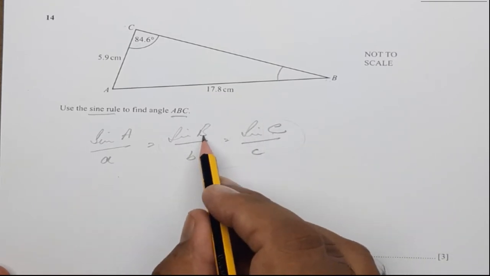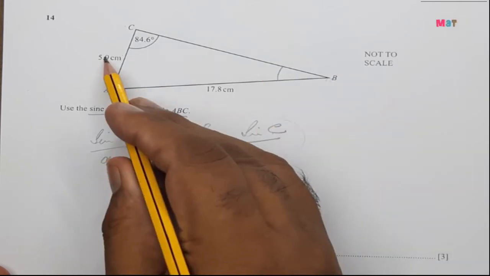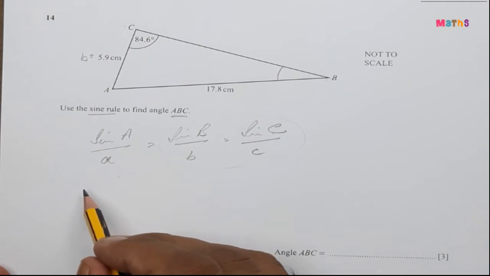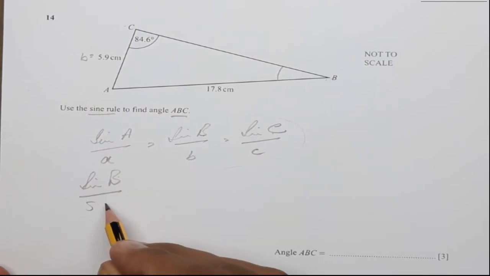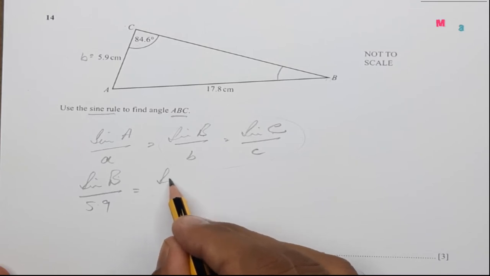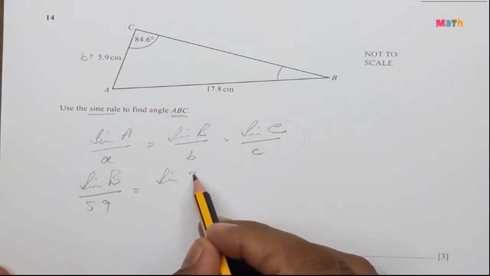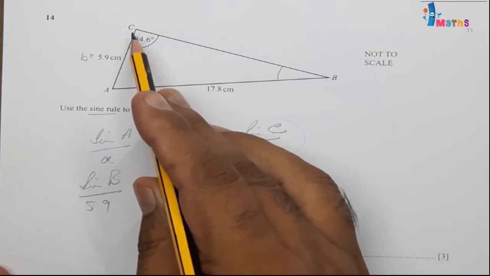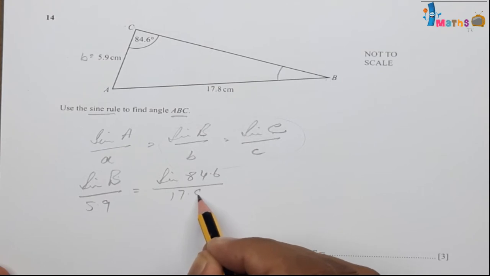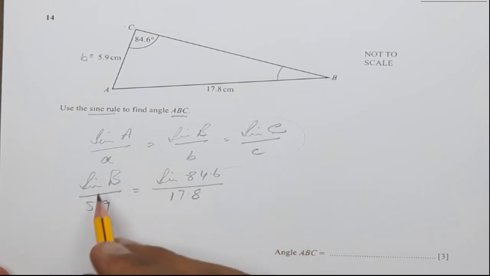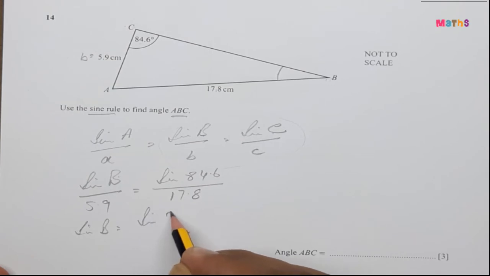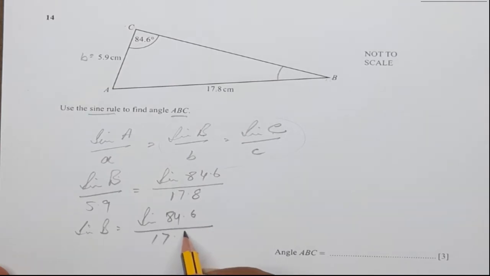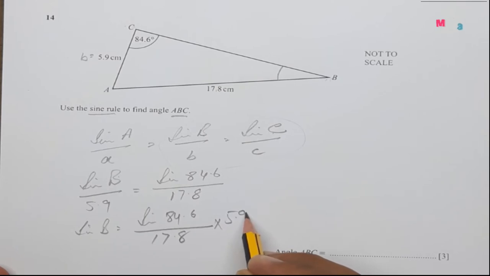So we can write sine B over B. Opposite to this angle B is the side small b, so we will write sine B over 5.9 is equal to sine C, which is this angle 84.6, over the value of C, which is opposite to this one, 17.8 centimeters. So we will find this by sending this to the other side. Sine B is equal to sine 84.6 divided by 17.8 into 5.9.